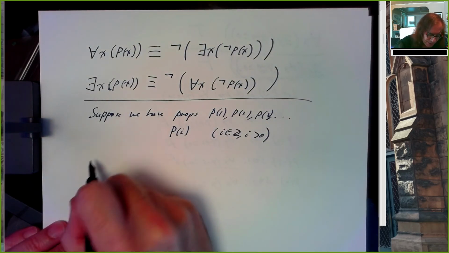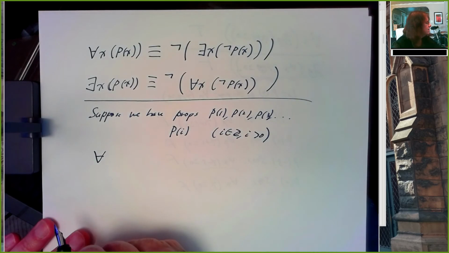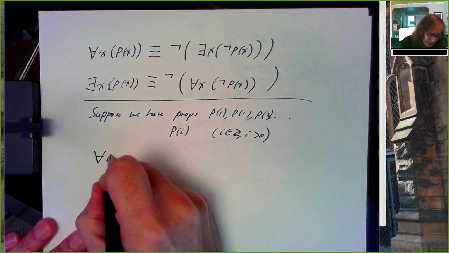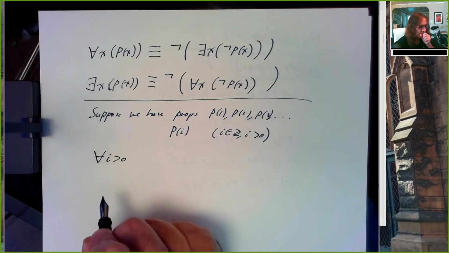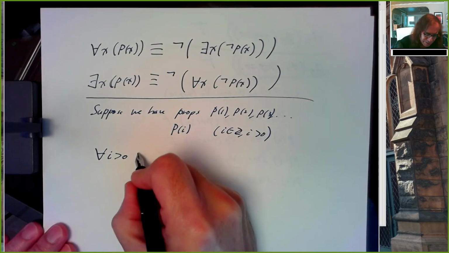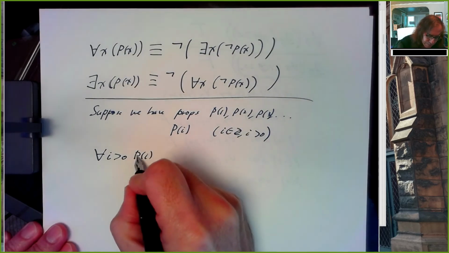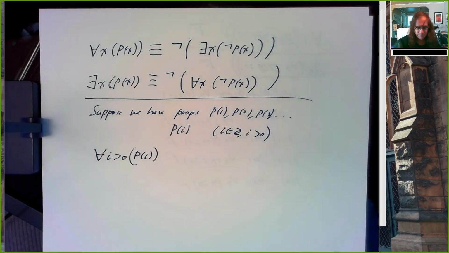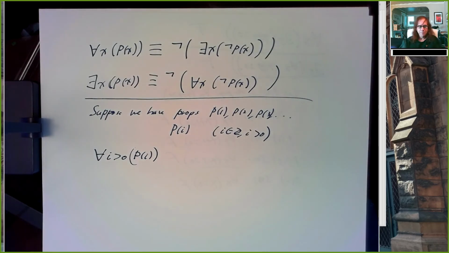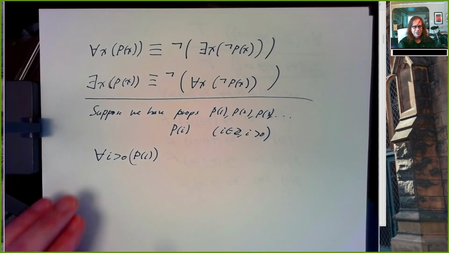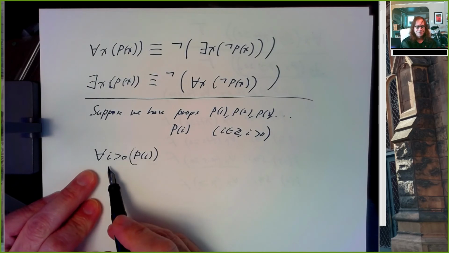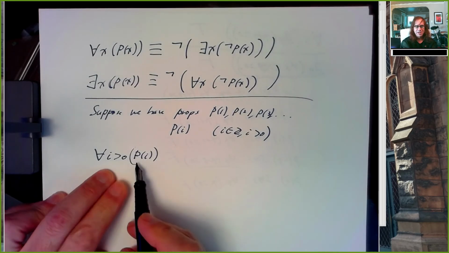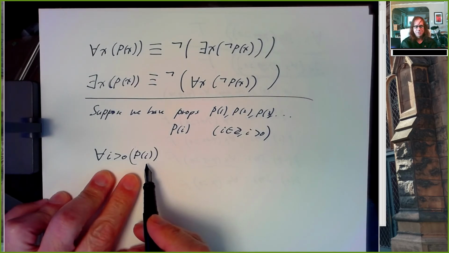And suppose I write the following. For all I bigger than 0, P of I. Right, so here my universe of discourse is the positive integers, and over here I've written this proposition: for all positive integers I, P of I is true.